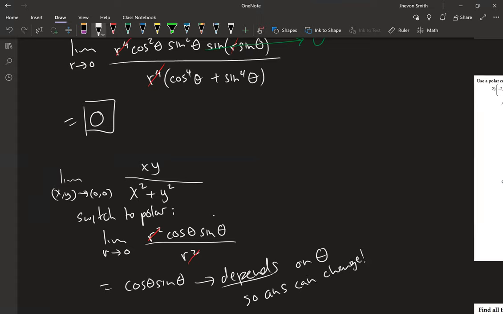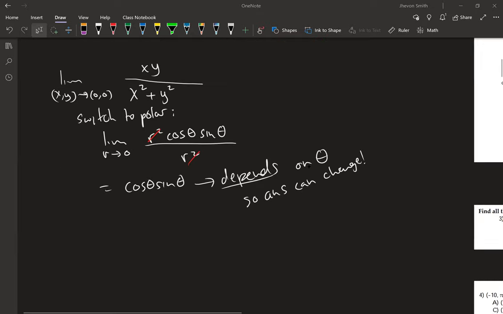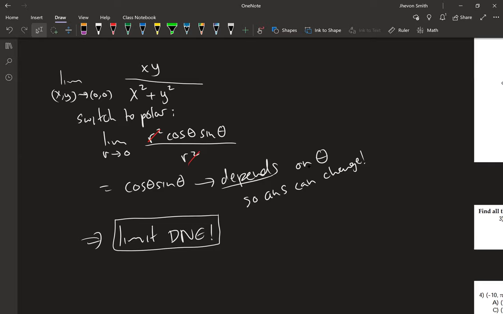And that's a problem. So if you switch to polar in this situation, you would conclude the limit does not exist. Right? So polar can help you in both situations, whether it exists or not. I don't want you guys to forget about this tool that you have in your tool belt.